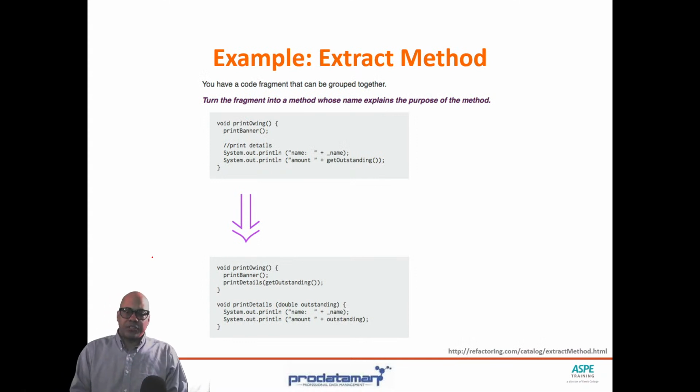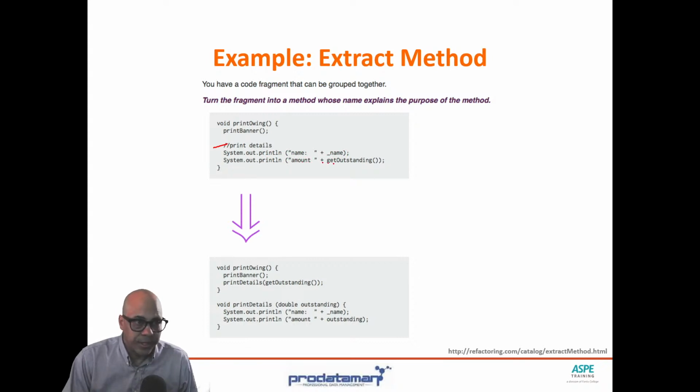And one of the advantages to extract method is that we don't have to include descriptive comments to describe what this cryptic code is doing. In this case, we have a comment that says we're printing details here, because that's what system.out.println name plus the name variable does.